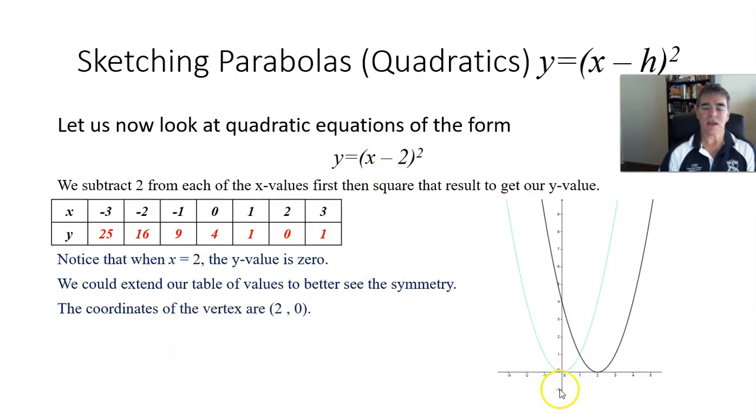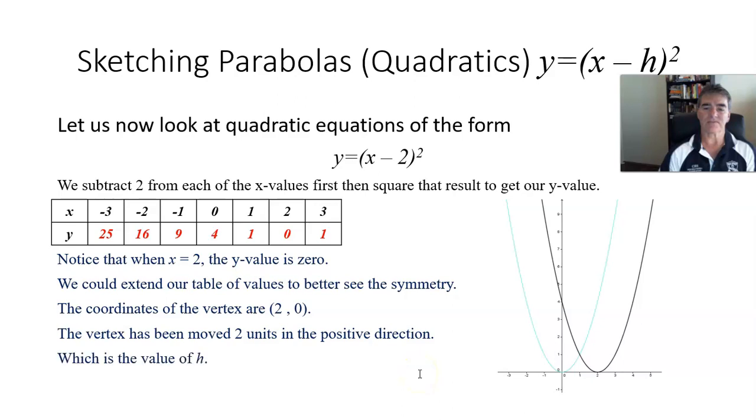You'll still notice now that we can read off the coordinates of our vertex, which is across 2, up 0. So that's what our coordinates of the vertex are now saying. So the vertex has been moved 2 in the positive direction. And that's our value of h, okay? So remember, it's x minus h all squared. Our h value is 2, which makes all of that 0 when you substitute in x for that h value.